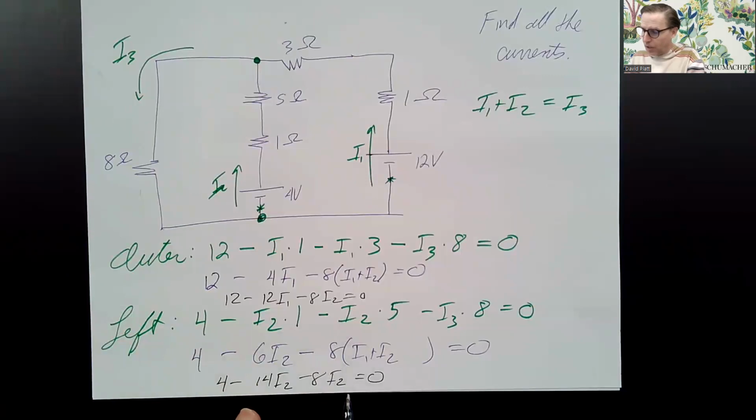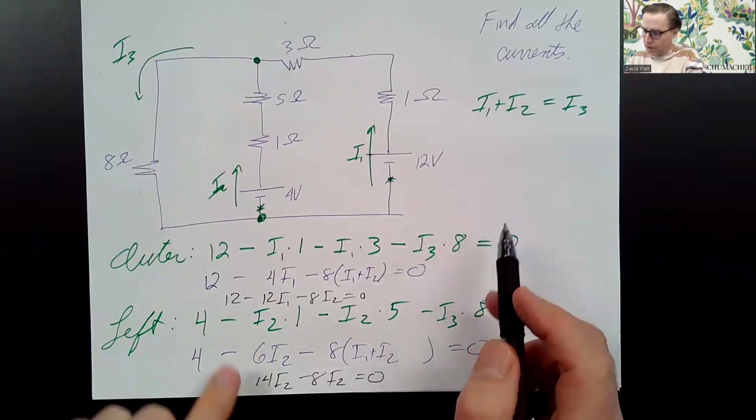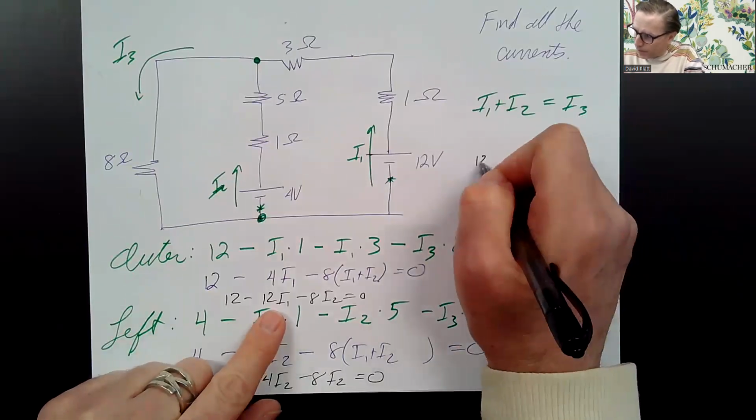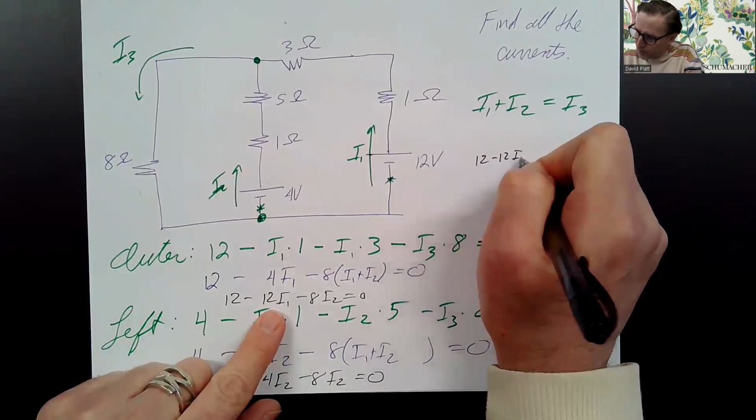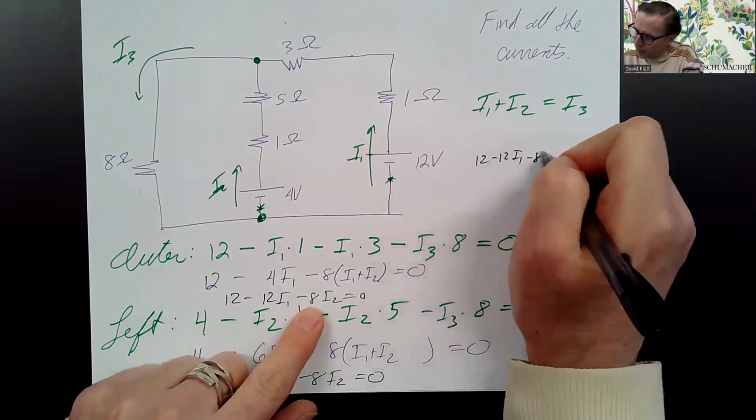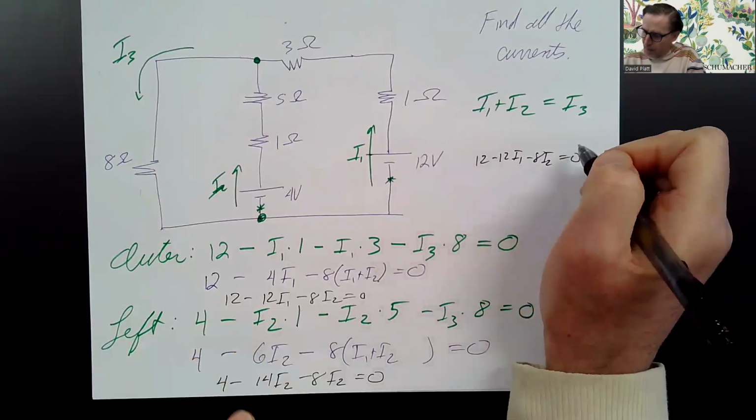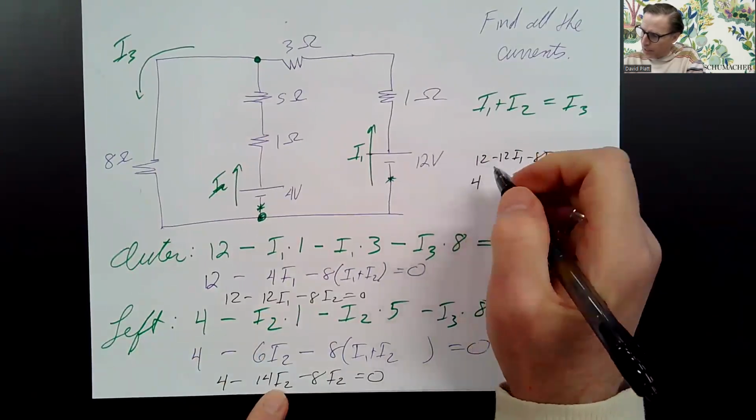And let me write them a little closer to each other over here. 12 minus 12I1 minus 8I2 equals 0. This says 4 minus 14I2.